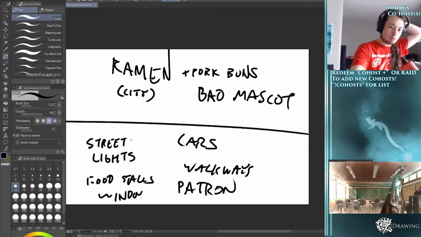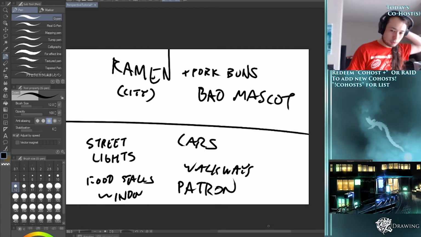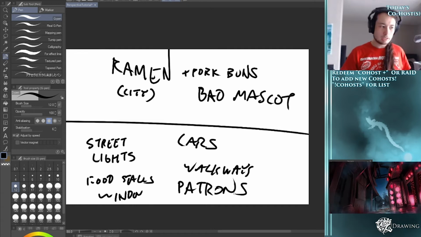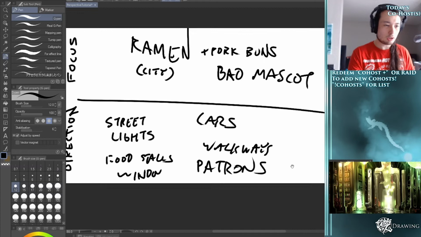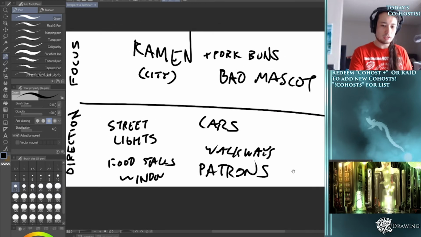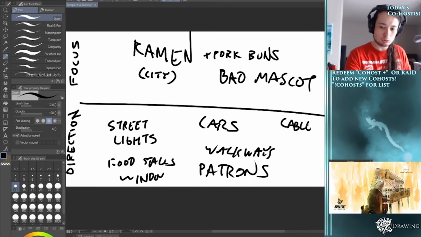Alright. So, streetlights, cars, food stalls, walkways, windows, patrons. I just want everyone to have this all in the back. You don't need to use all of it in your drawing if you don't want to, but keep this all in mind. The tall, tall pole. What do you mean, the tall, tall pole? Cables. Oh, I like that. Cables, power lines. Very great idea.